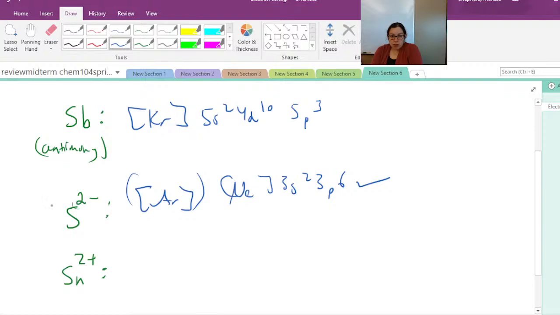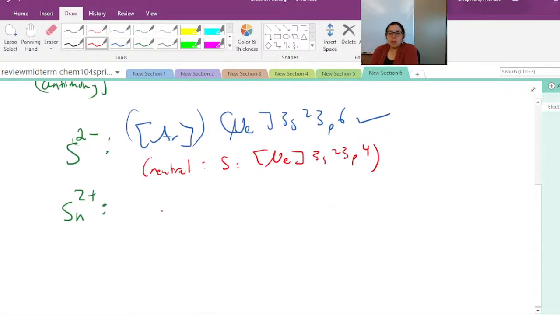And so again, we had to add 2 electrons, bringing us to argon. If we need to compare it to the neutral, just start with the neutral in your head: neon, 3s2, 3p4, oops, sorry. And then of course, 2 minus means we have to add 2 more electrons to that. All right, what about tin, 2 plus?